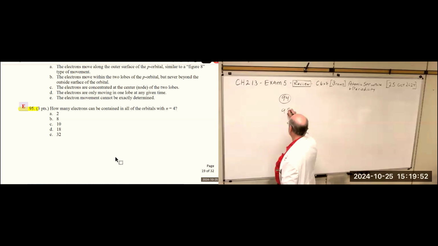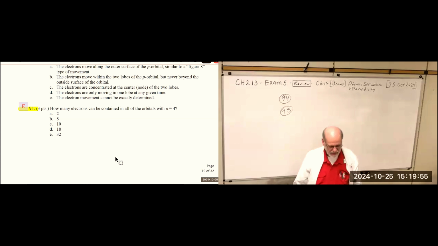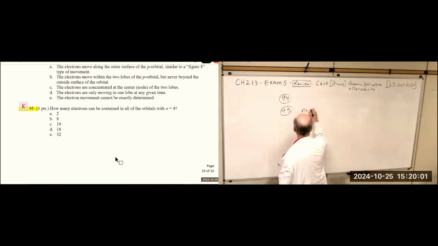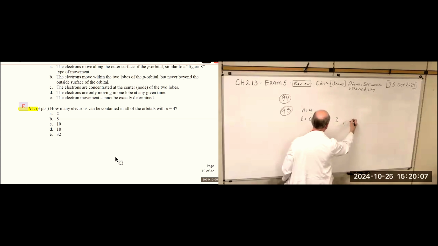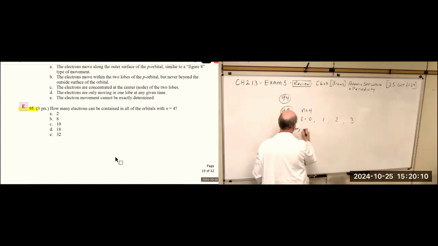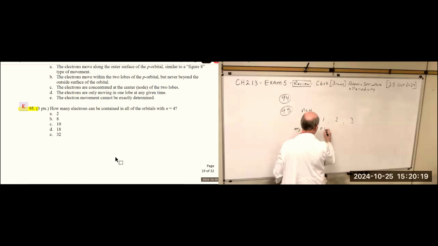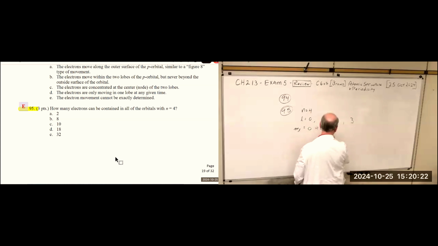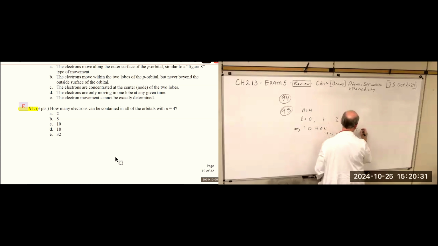95. How many electrons can be contained in all the orbitals with n equals 4? Okay. N equals 4. So we could have L equals 0, 1, 2, 3. M sub L equals, you can have a 0 here. You can have a 0. You can have, I always do that. -1, 0, +1. Or you could have a -2, -1, 0, +1, +2. Or you could have a -3, -2, -1, 0, +1, +2, +3.